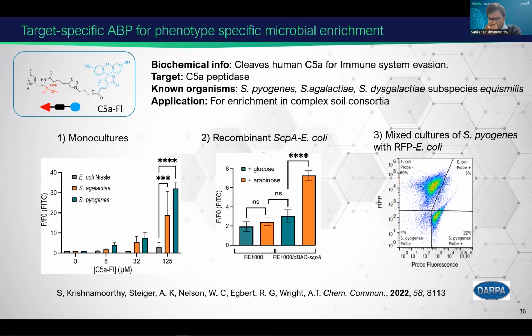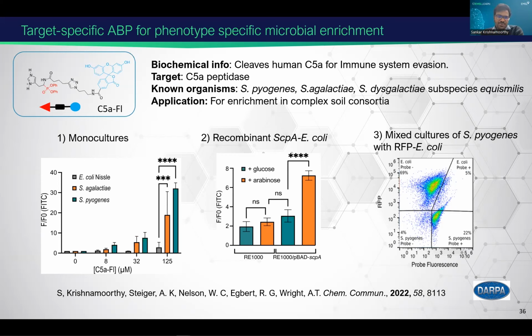Similarly, we can work with an overexpression system. You can see the overexpressing E. coli get labeled more than the negative control. The third chart that you see is mixed culture labeling, where we have a negative control and the target organism mixed together, label it with the probe, and analyze it with flow cytometry. You can see there's a separate population of probe-labeled target organism.